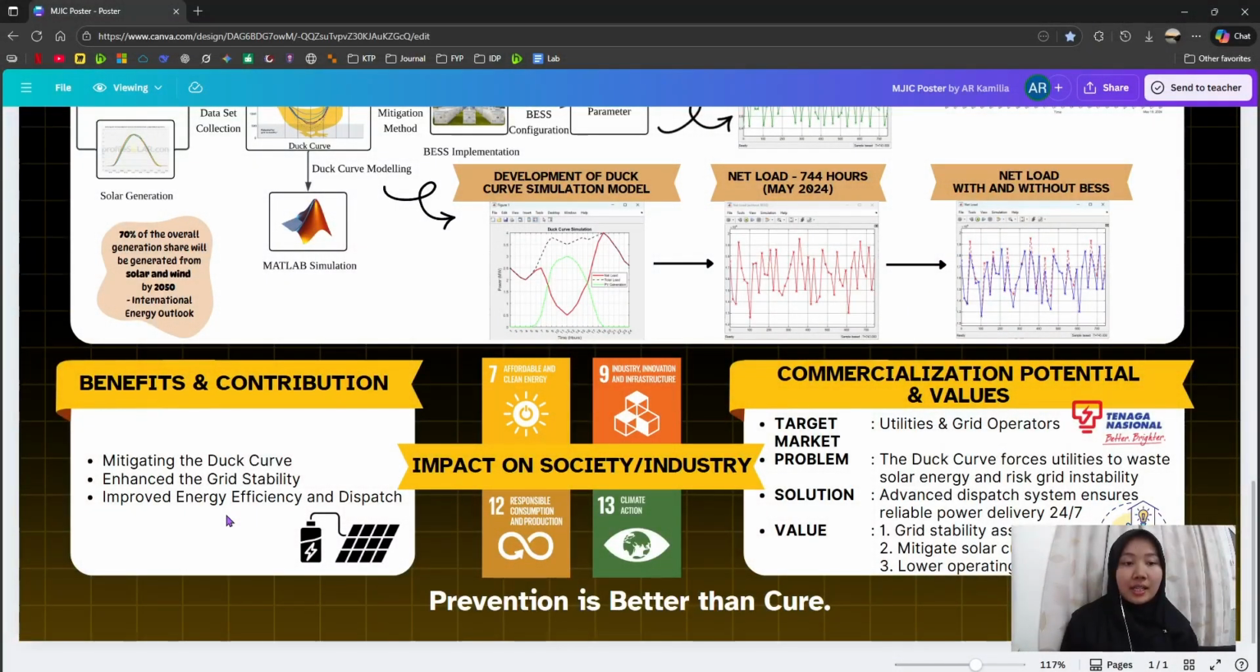So basically, my study is to mitigate the duck curve. Why is it important? It is to enhance the grid stability, improve energy efficiency, and dispatch the battery efficiently in terms of when to charge and discharge it. So the peak reduction could occur. When peak reduction happens, it causes less strain on the grid, and it lowers the operating costs faced by the utilities and grid operators. Basically, we provide an advanced dispatch system to ensure reliable power delivery uninterruptedly.